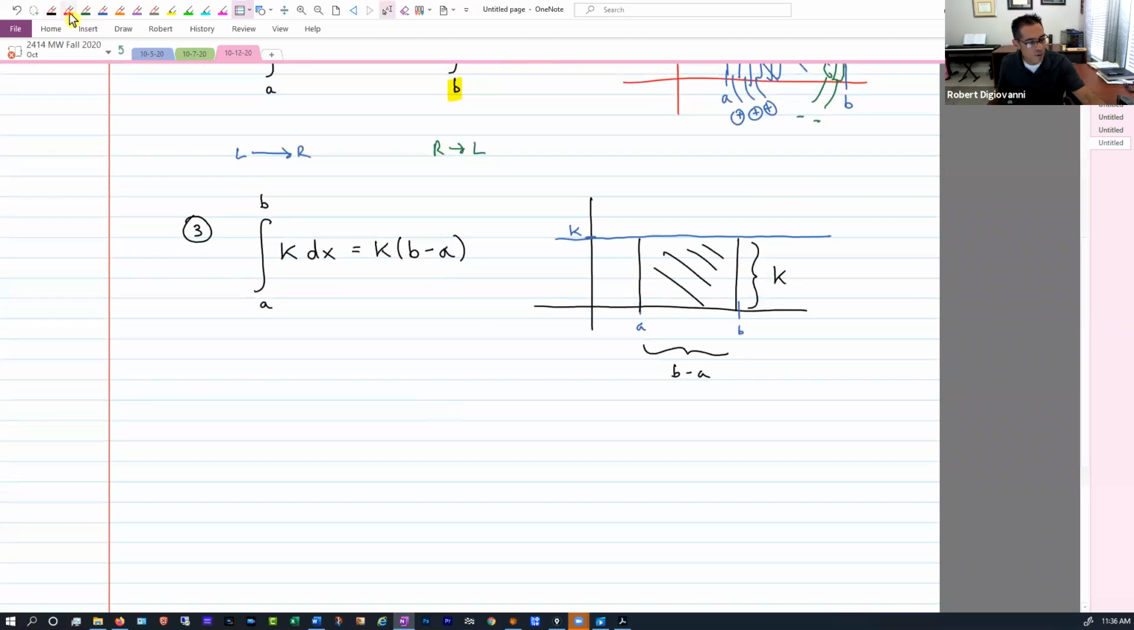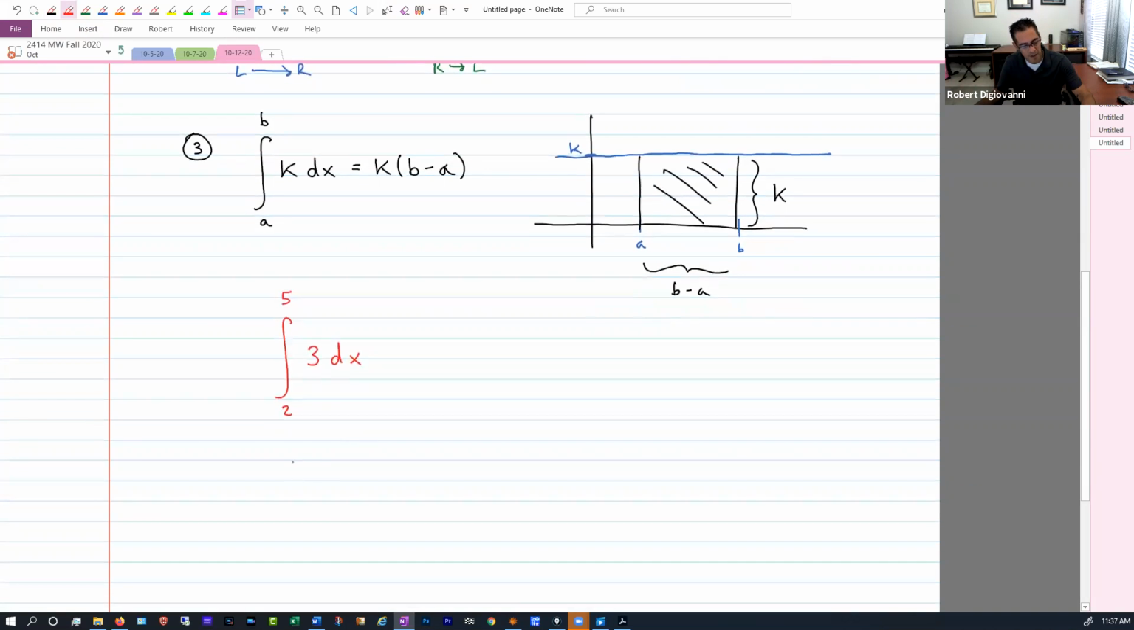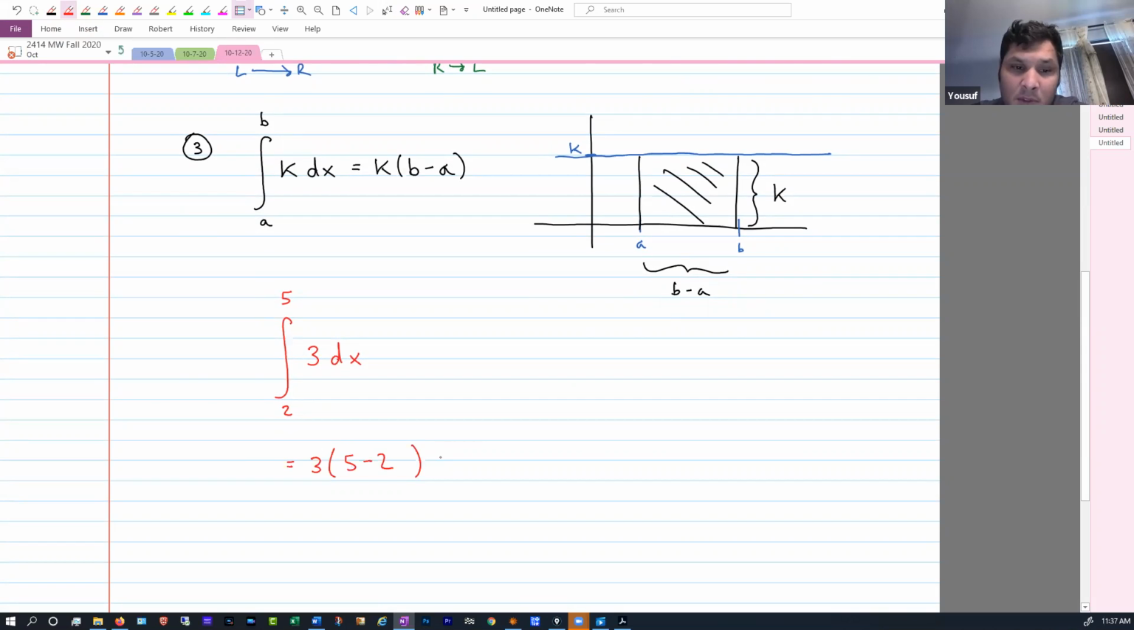So as an example, let's say we want to know the integral from 2 to 5 of 3 dx. We wouldn't have to do any work here. We would just say this is 3 times what? 5 minus 2. That's 3 times 3, and that's 9, right?